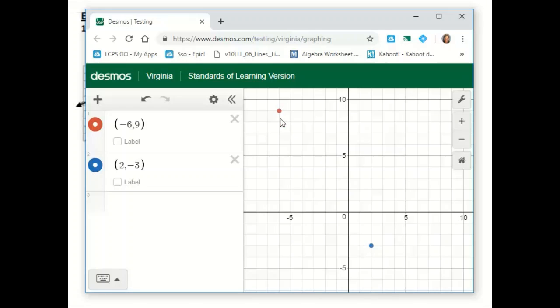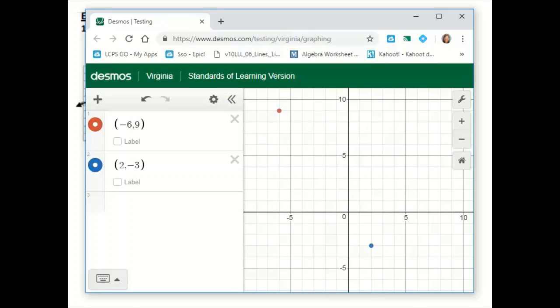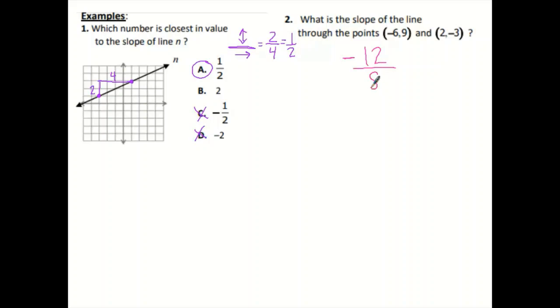I have to go down to get to the blue point. 1, 2, 3, 4, 5, 6, 7, 8, 9, 10, 11, 12. So that means 12 is my top number because I went down 12. Now remember, I went down, so a -12. I go to the right, 1, 2, 3, 4, 5, 6, 7, 8. So that means 8 is my bottom number.